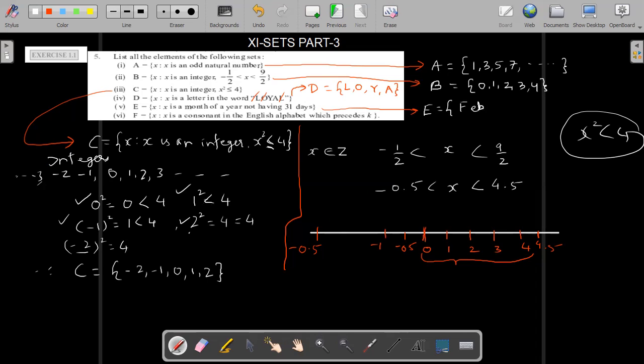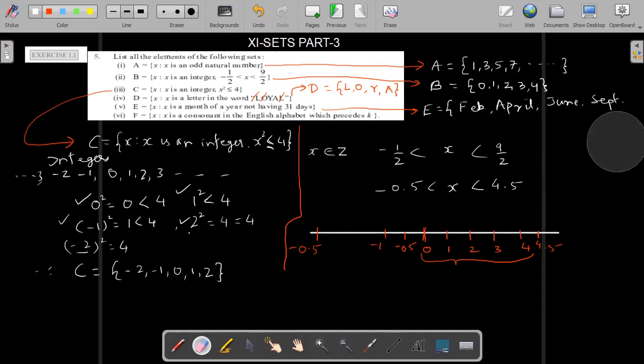We'll write here in full. You should write February, April, June, September, and November. This will be it. You can write systematically. I'm writing in a zigzag way, but you can write it properly when you write your notes.